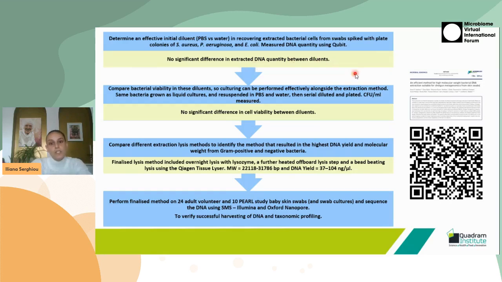I measured the DNA quantity using the Qubit, but overall there was no significant difference in the extracted DNA quantity between the diluents. I then compared the bacterial viability in these diluents, because I wanted culturing to be performed effectively alongside the extraction method. So the same gram-negative and positive bacteria were grown, but in the form of liquid cultures. These were resuspended in PBS or water, then serial diluted and plated, and the CFU per mL measured. Again, there was no significant difference in the cell viability between the diluents. So going forward, I decided to use PBS as this was the most widely used diluent in literature.